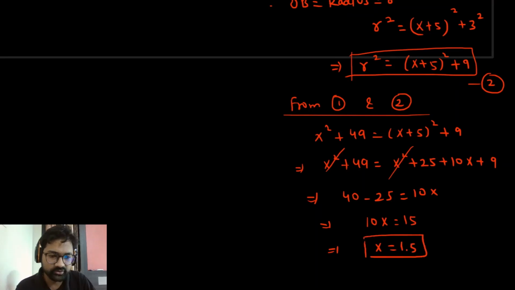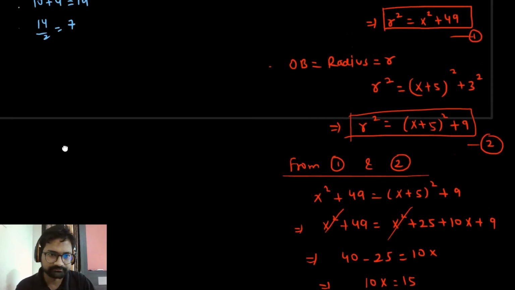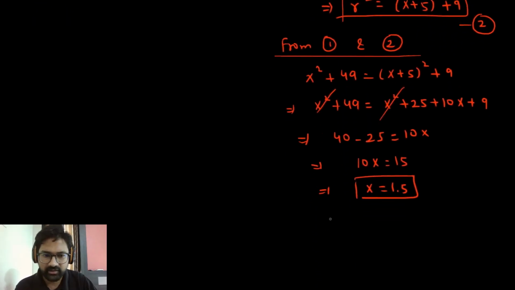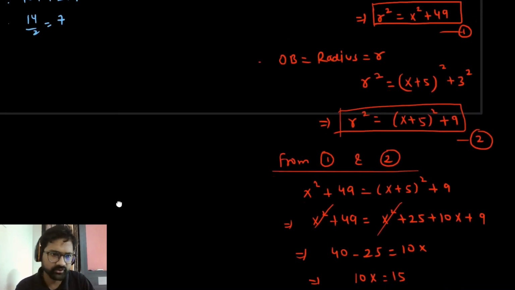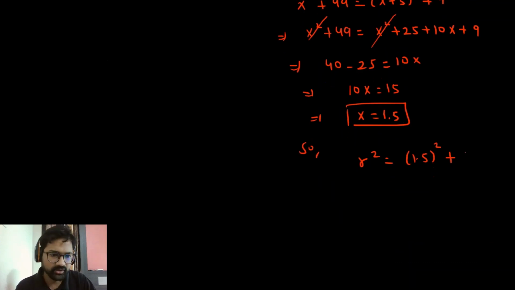So all we have to do is plug this x back into equation number 1 to get the value of r. So the value of r square is got to be x square, which is 1.5 plus, I think that was 49. Yeah, 49. So I'm gonna write 49 over here, and if we solve this using a calculator, that's gonna come out as somewhere around 7.2, approximately. In fact, I'm gonna write that approximately around 7.2, which is our final answer.